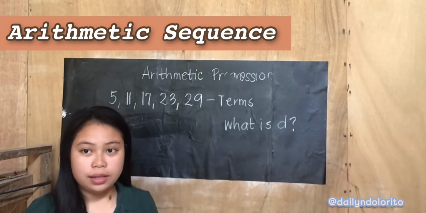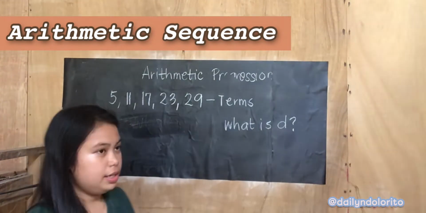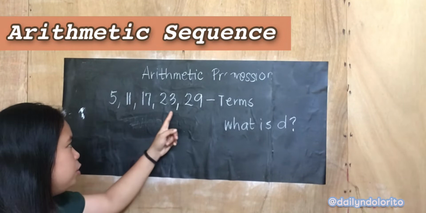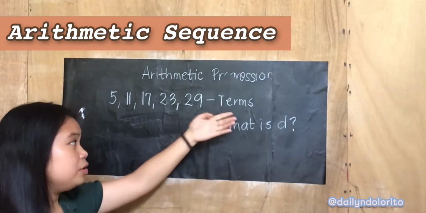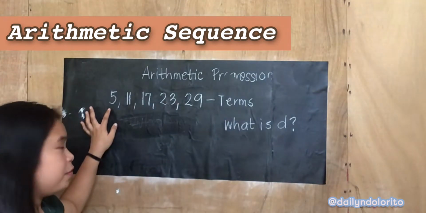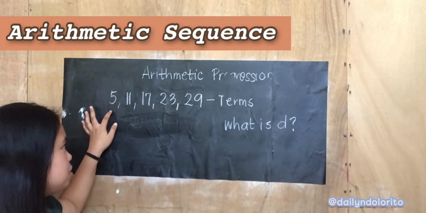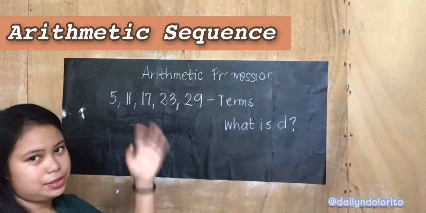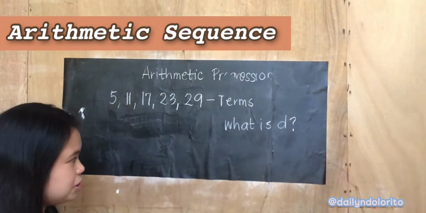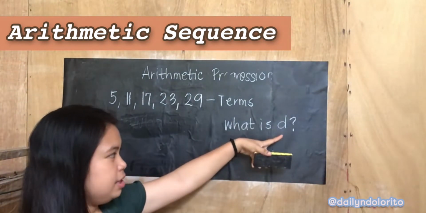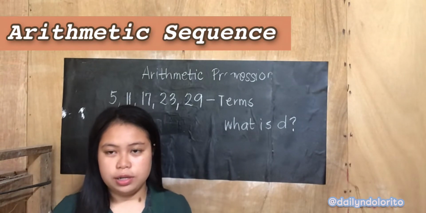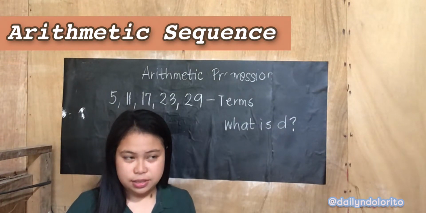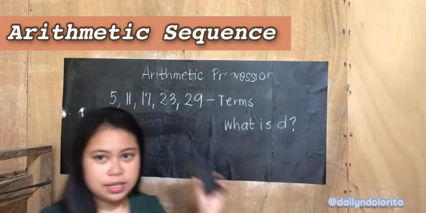Okay, so on the board, we have the numbers, which basically are the terms: 5, 11, 17, 23, and 29. These are the terms. And obviously the first one, which is 5, is the first term, followed by the second term, third, fourth, fifth, and so on. So the question is, what is D? As I have told you earlier, we are trying to find the common difference of this sequence.